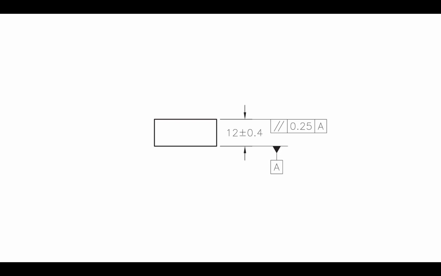Looking at another example, this is a very simple drawing of an orthographic view of a block. The block is defined with a size dimension of 12 with a tolerance of plus or minus 0.4. You'll notice the additional GD&T symbology similar to the first example. In this case, we would interpret this as knowing that the top surface of the block shall be parallel to datum A within a tolerance zone of 0.25. By datum A, we're referring to the bottom surface of the block.